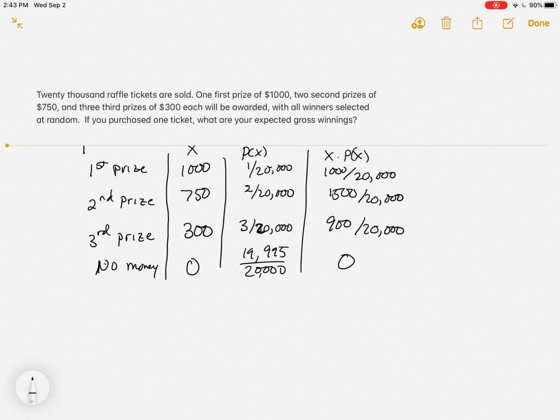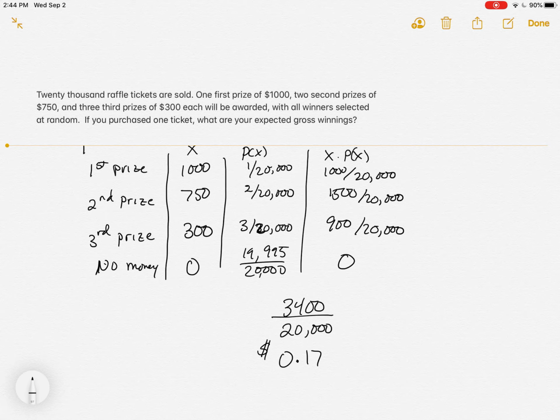So how do I finish? I just add up. So I take my 1,000, add to that my 1,500, and add to that my 900, and I get 3,400 out of 20,000 would be the expected winnings. So what's 3,400 divided by 20,000? 0.17. My expected winnings are 17 cents.